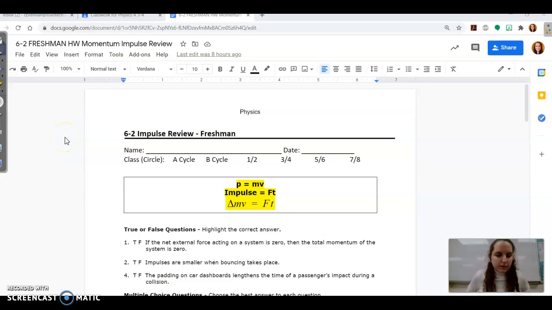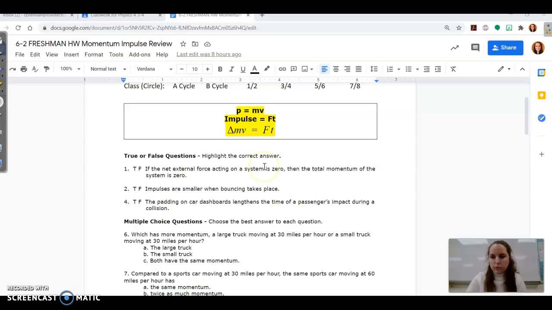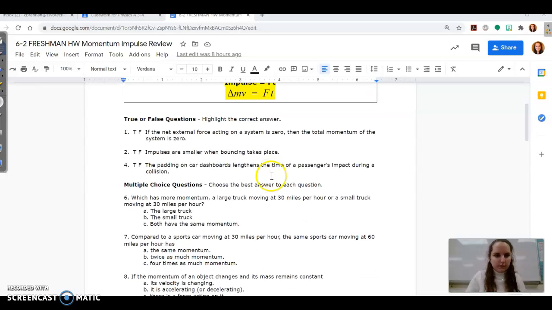All right, everybody, so this is going to be an impulse review from the homework that you had last night. Again, these are all the equations that you really do need in order to solve this stuff, but let's get started with these true or false. So we needed to highlight the correct answer.